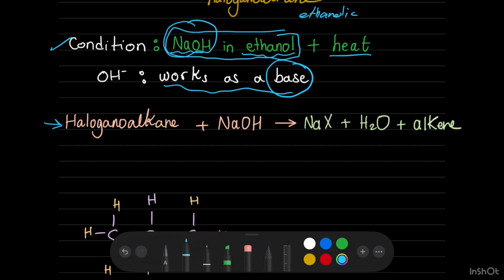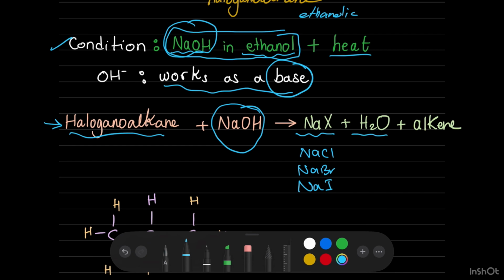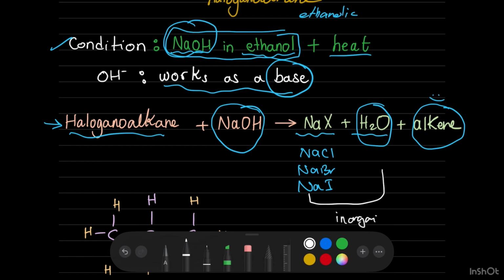So the general equation for the elimination of hydrogen halide from halogenoalkane is as follows. You have a halogenoalkane that reacts with sodium hydroxide, and then what will happen? You'll have NaX, in which you have NaCl or NaBr or NaI, depending on the halogen present in your halogenoalkane, in addition to water, and then this beautiful guy, which is an alkene. Put in your mind that NaX and water are considered inorganic products, whereas the alkene is an organic product.